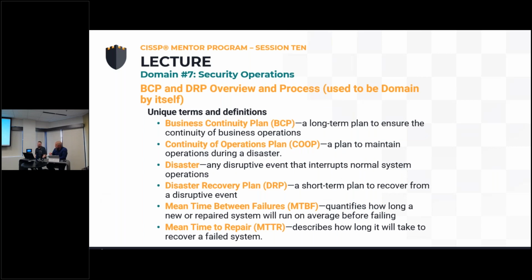All right. Ooh, disaster recovery plan. So BCP, DRP, those are two different things. They used to be their own domain and got sucked into domain 7. So this is one of those realignments that they did. We need to make sure we understand and know the difference of these unique terms. We will talk about all of them here as we go. But a slide is a good kind of a study note for you as you move forward.